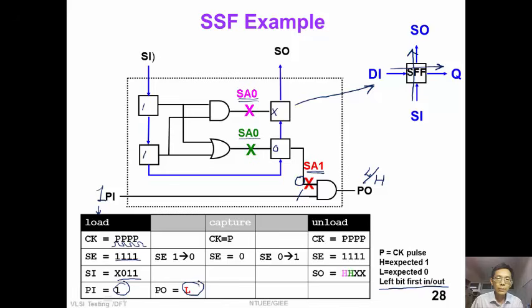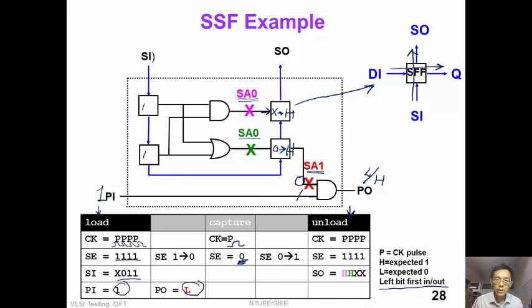We need to capture the circuit response from data input. So we pulse a system clock. At this time, scan-enable is held to logic 0. So for a good circuit, we will capture a logic 1 at this flip-flop. Also a logic 1 at this flip-flop.